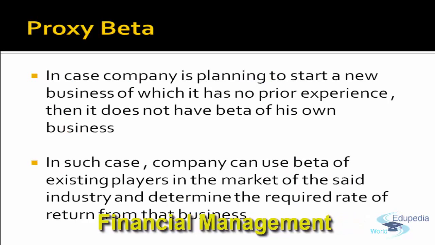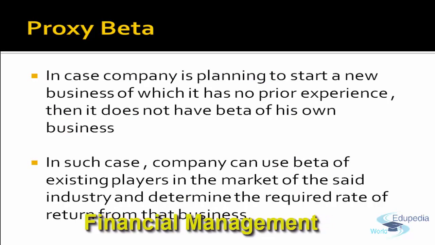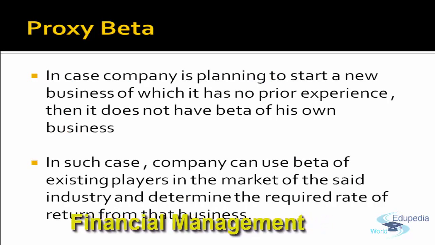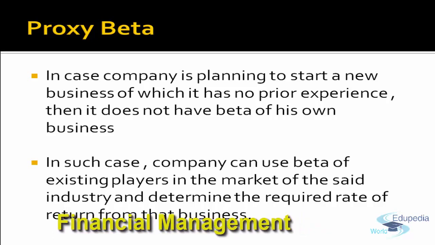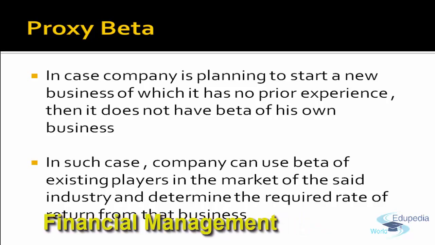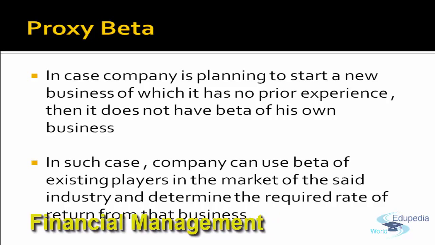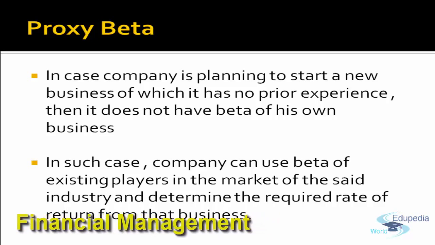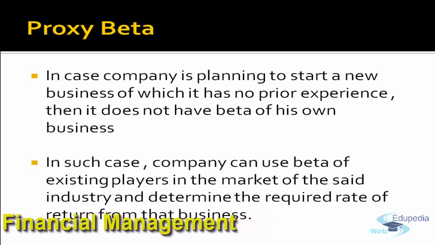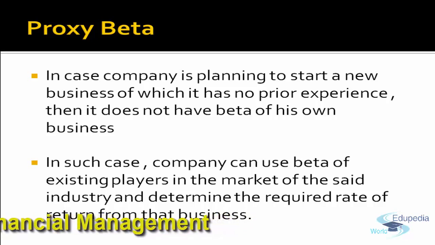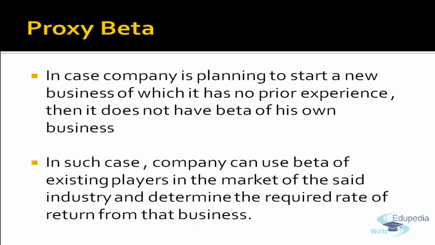In this case the company has its own beta. But what if the company is a new startup? The company has just started and does not have any prior experience. You cannot compute the beta in that case. In such cases, whoever are the existing players in the market in the same industry, we take their beta as a proxy beta and we compute the required rate of return. This is how the CAPM model works.